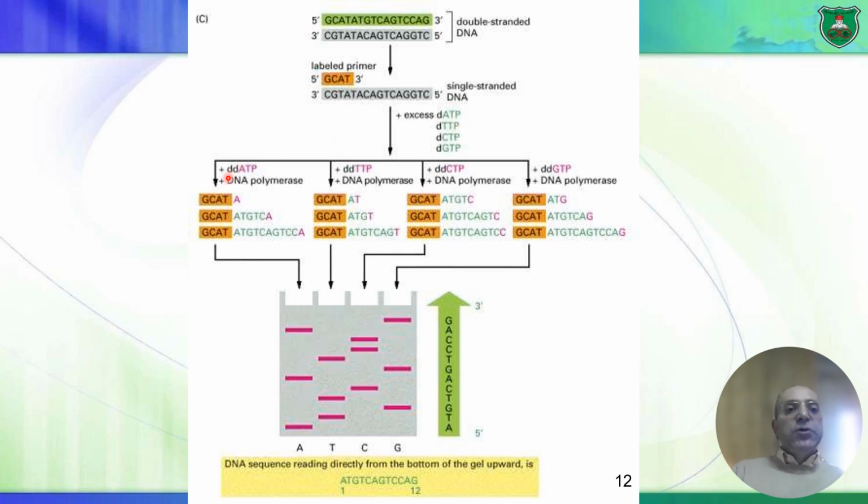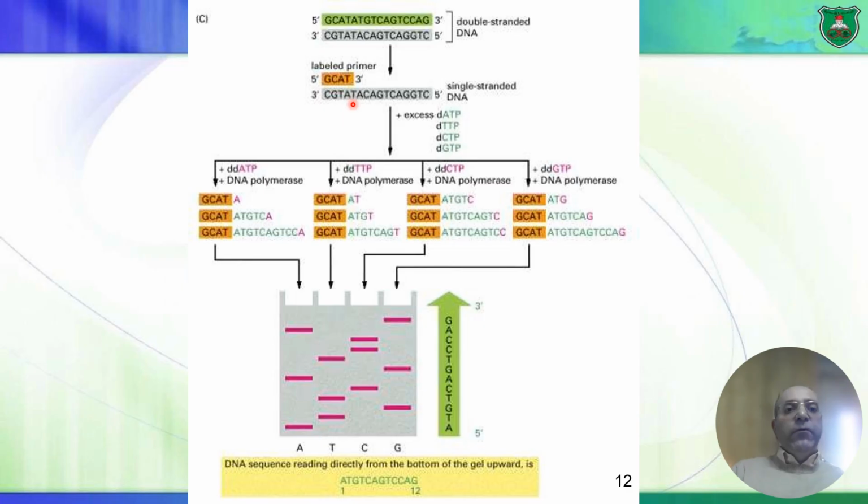Okay, and then to tube number 1, we add dideoxy A, tube number 2, dideoxy T, dideoxy C, dideoxy G. Okay, so we have 4 tubes right here. And we add the DNA polymerase. Now the DNA polymerase is going to start synthesizing DNA.